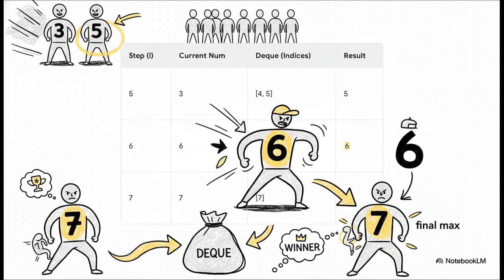And this dance just keeps going. The number 3 lines up behind 5, then 6 arrives, kicks out both 5 and 3, and becomes the new champ. The max is 6. And finally, 7 arrives, kicks out 6, and becomes our final maximum. You see how the DQ is always just dynamically keeping track of the best candidates? The winner is always right at the front.